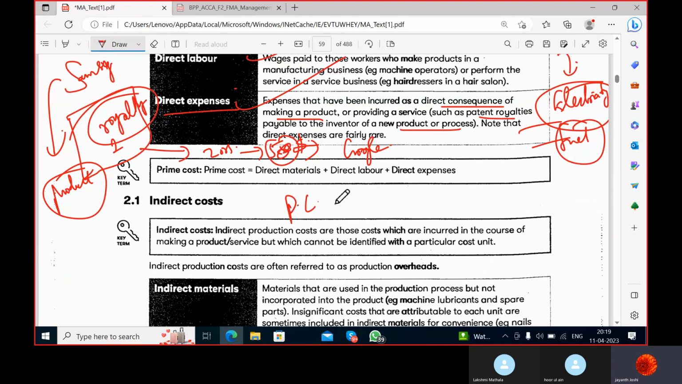So prime cost is the combination of direct material, direct labor and direct expenses. Since these are all the expenses which we incur directly on the production process, they are the expenses of the core activity of the business, hence they will be termed as prime cost. Make a note of this.